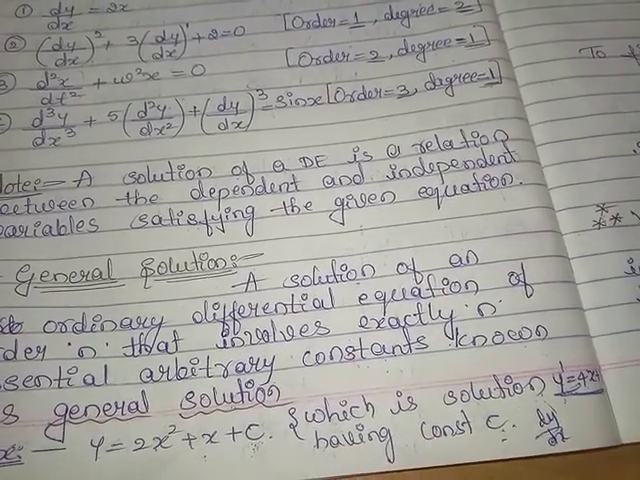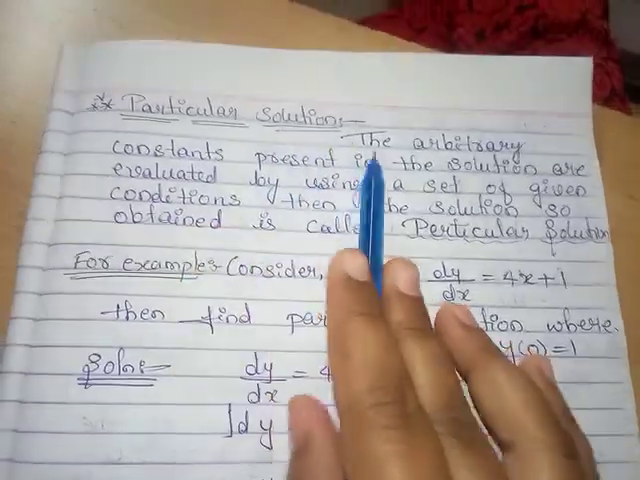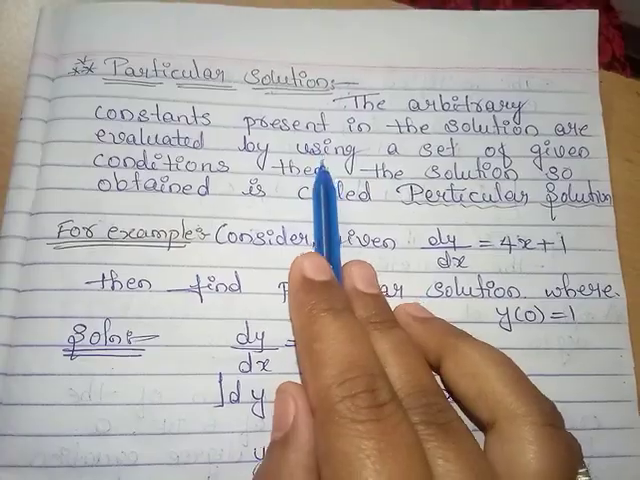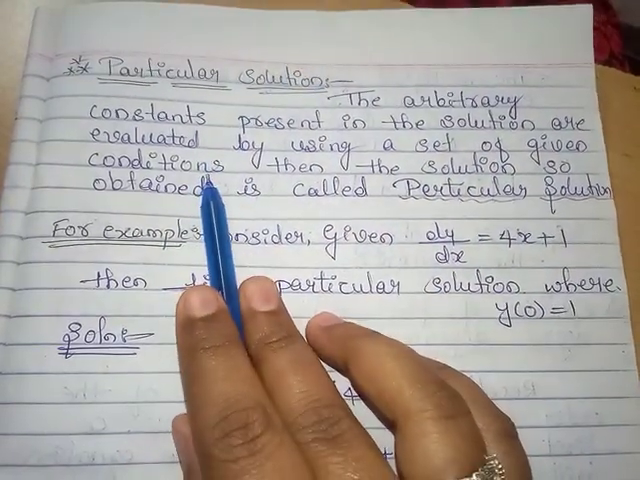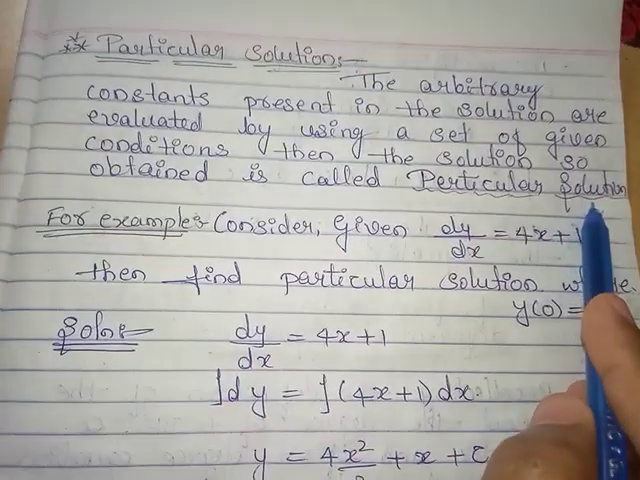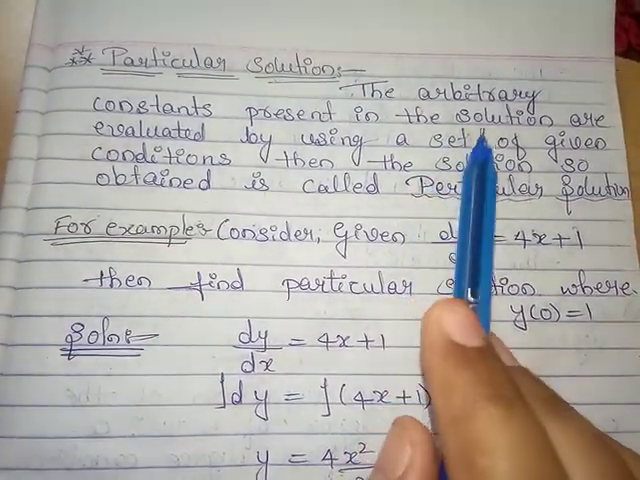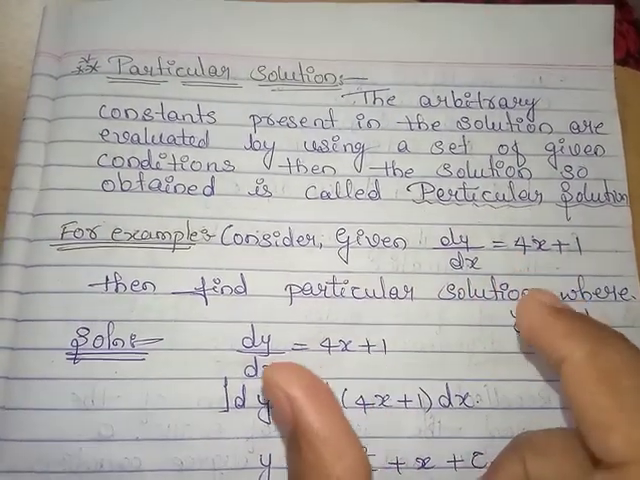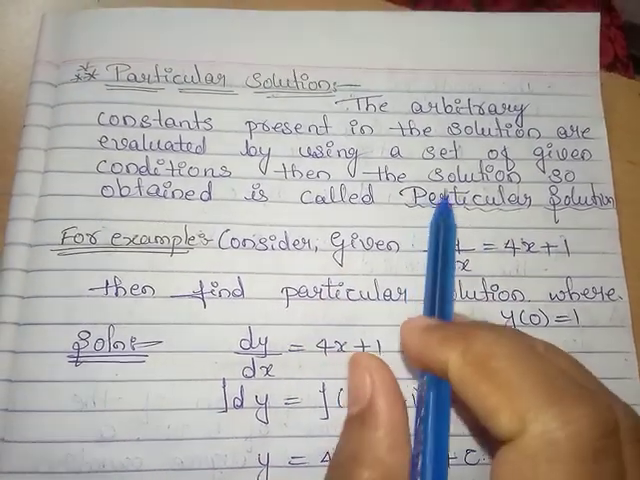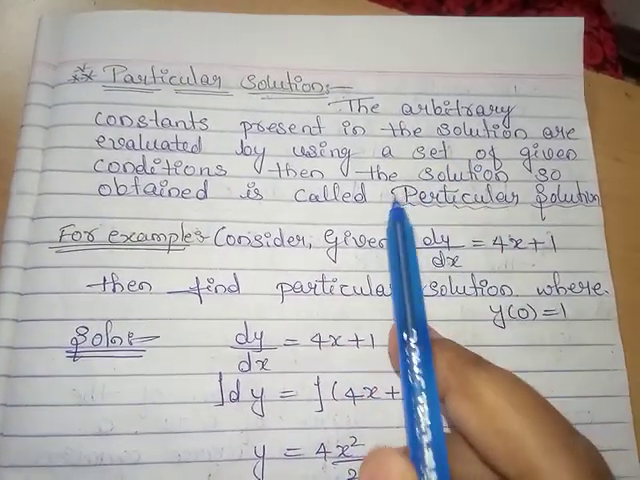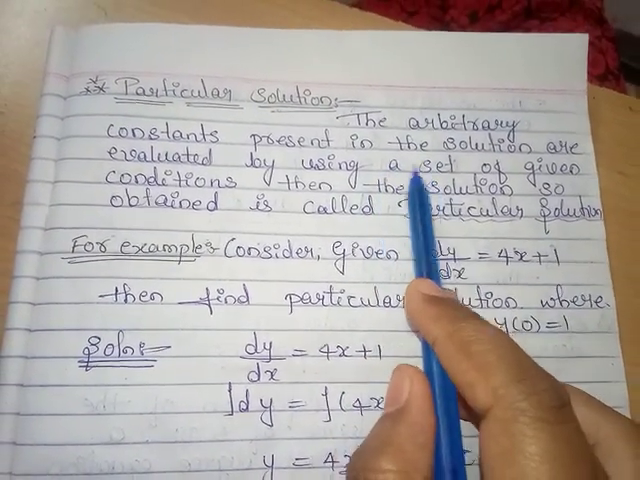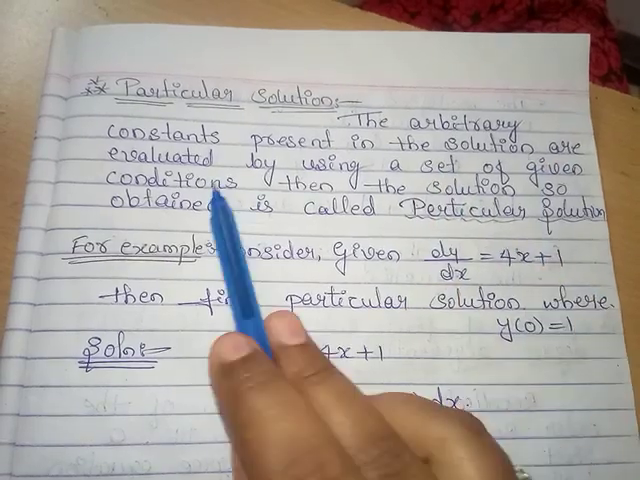Okay, next is particular solution. The arbitrary constants present in the solution are evaluated by using a set of given conditions, then the solution so obtained is called the particular solution. Means after solving the given differential equation we get a general equation as we discussed earlier. In that general solution we have a particular constant. To solve that constant we have to use the set of given conditions.